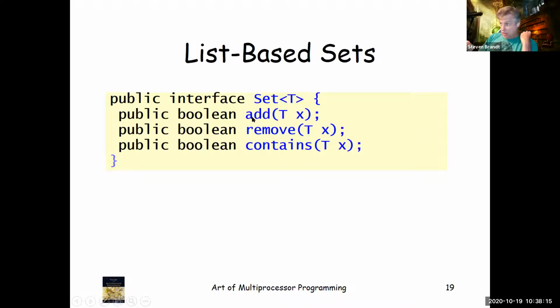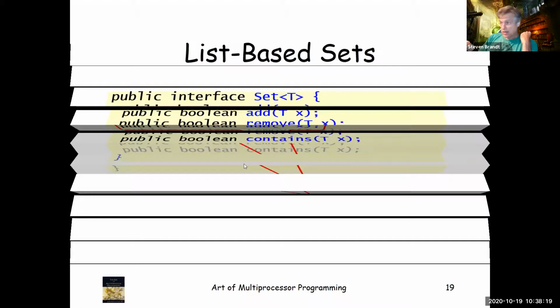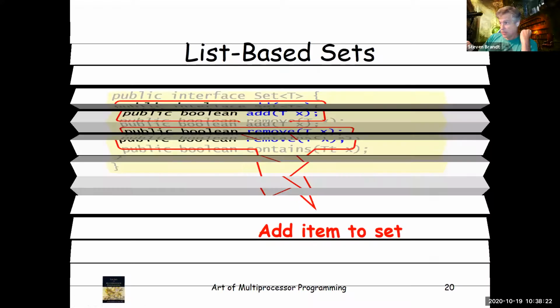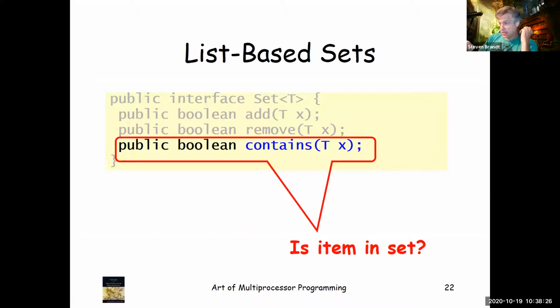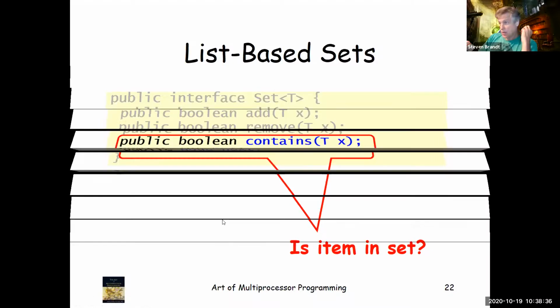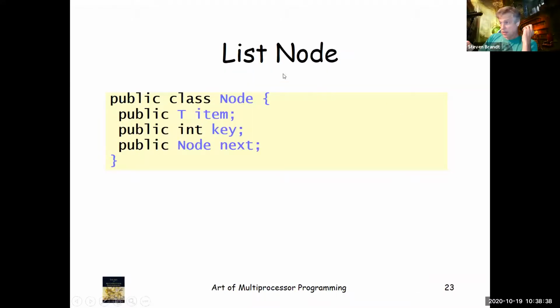We're going to implement this with a list, so that we have add, to add an item to the set, remove, to remove an item from the set, and contains, a check to see if the item is present in the set. All three of these have Boolean return values because they can all succeed or fail. Add will fail if the item is already there. Remove will fail if the item is absent. Our linked list is going to be based on this class called Node, where it has an item, it has a hash key, and it has a pointer to the next node.